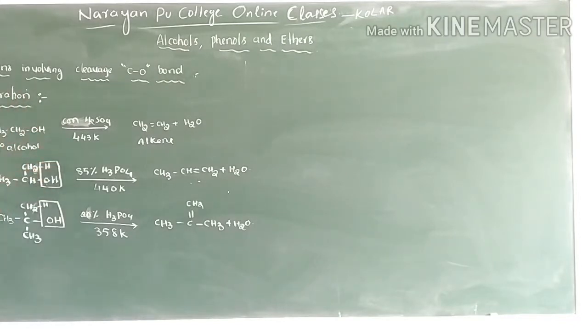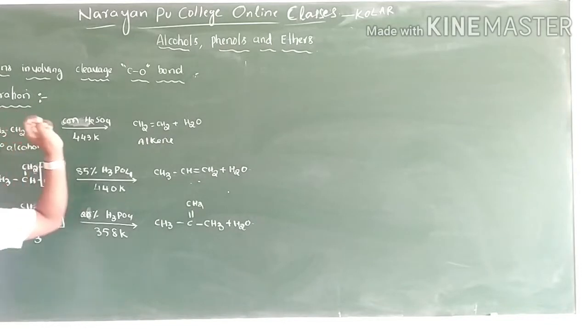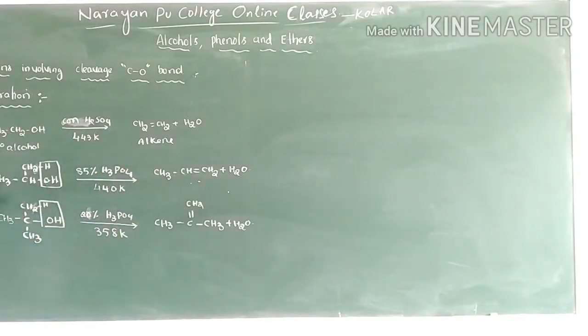By seeing this reaction, we can easily say the reactivity of alcohols in dehydration. Which alcohol undergoes dehydration very fast? For primary alcohols, we have to use very drastic conditions, a very strong dehydrating agent. But here, it is also strong, but with how much percent? 20%, and the temperature is also kept low. So that's why tertiary alcohols undergo dehydration very fast compared to secondary and primary alcohols.